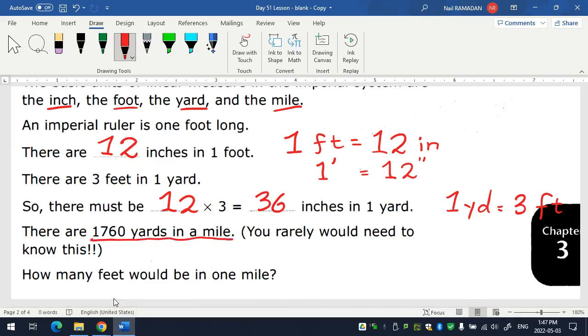So that means we have to write this down now. Who knows the abbreviation for mile? I'll give you a hint. It's not M, because M is always meters. What is it for miles? You see it on speed limits and stuff. Mi, small m, small i. So 1 mi equals 1,760 what? Inches, feet, or yards? Yards. yd.